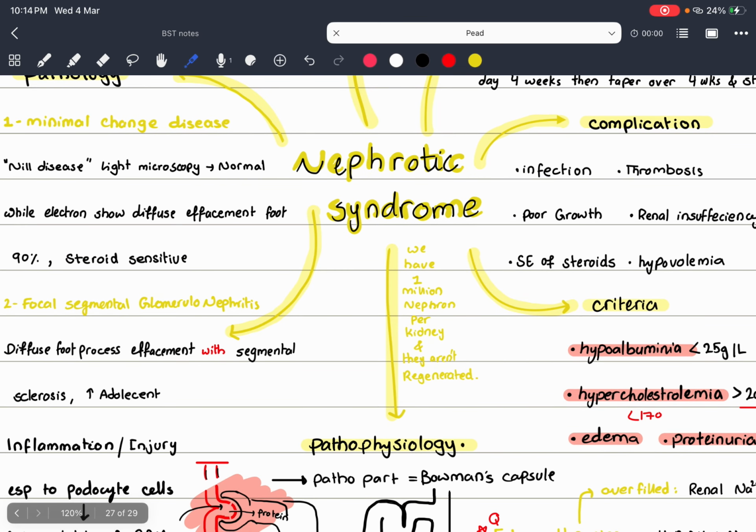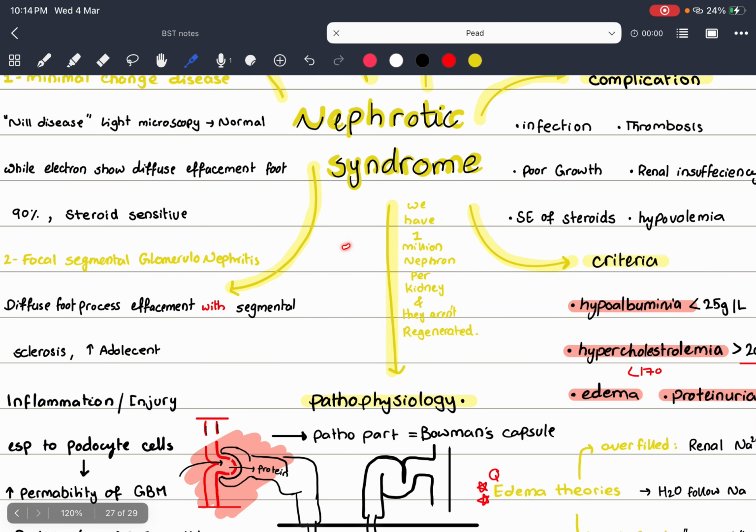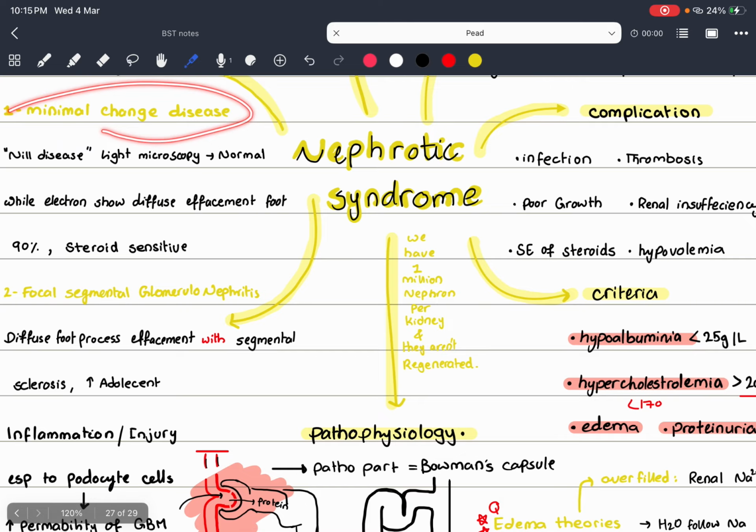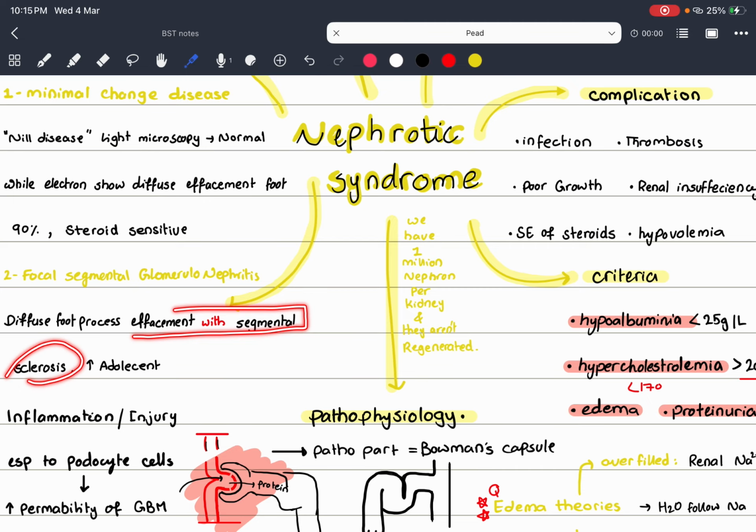The second one is much rarer, up to 9%, and 1% for the last one. The last one is called membranous nephropathy, and it's more common in adults. Focal segmental glomerulosclerosis is also more common in adults. It's the same as minimal change disease, but the extra thing is we have sclerosis. On electron microscopy we see diffuse effacement of the foot processes, and on light microscopy we see nothing, but we see effacement with segmental sclerosis. And it's more common in adolescents, children who are close to being adults.